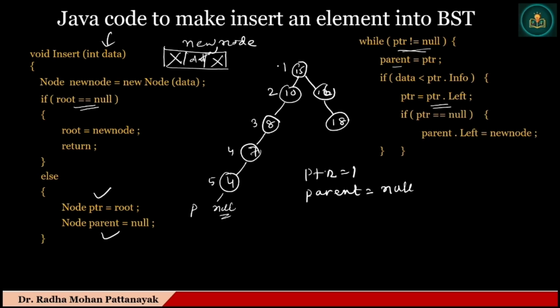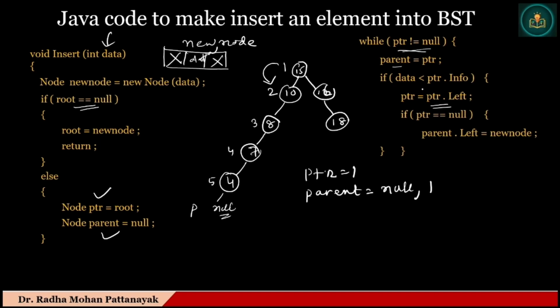Then when you move from the root to its left, PTR will become 2. But before PTR becomes 2, first you need to assign the PTR value to the parent, then you will increment the PTR. Okay. So what will you do here now? First you keep the PTR value in the parent, meaning parent will become now 1.